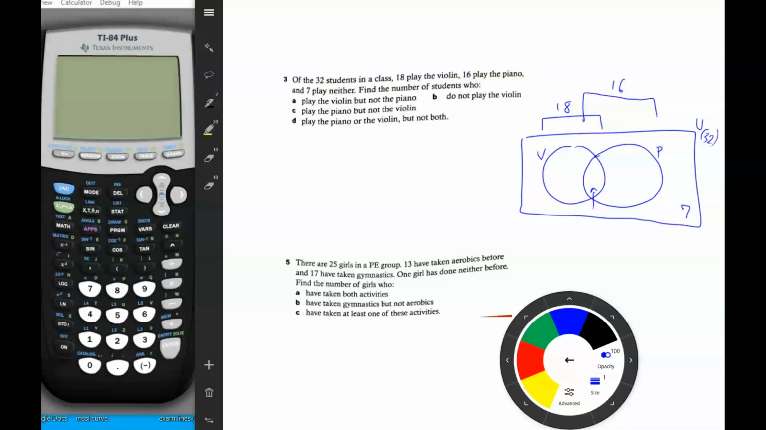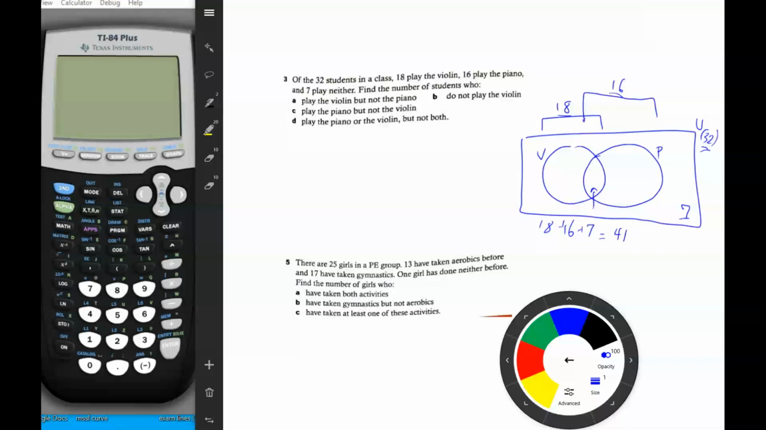Basically, the reason why this is difficult is that of these 32 people, the people inside this fish area are double counted because they play both violin and piano, right? Because they're double counted, I can easily figure out how many people are in the fish by adding up the numbers I have. So 18 plus 16 plus 7. If I add up all those numbers, I get, let's see, that would be 34 plus 7, which is 41. 41 people when I add up 18 plus 16 plus 7.